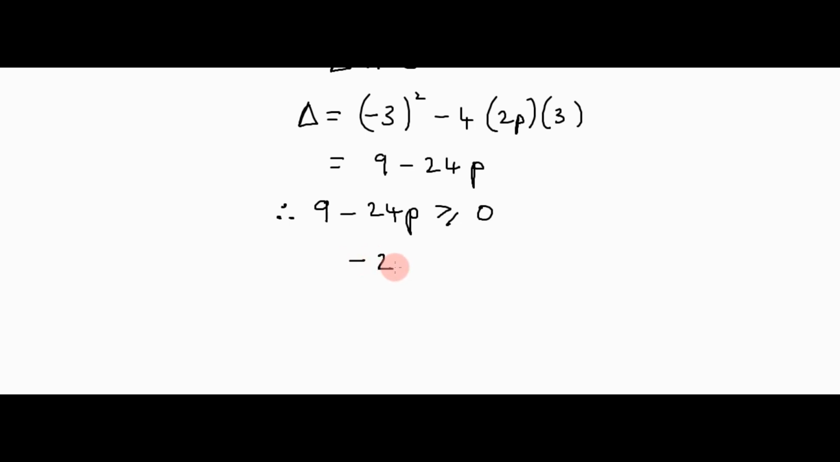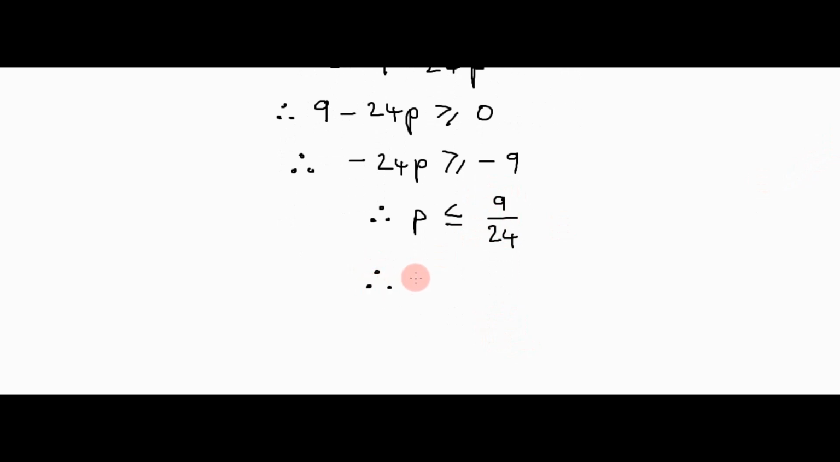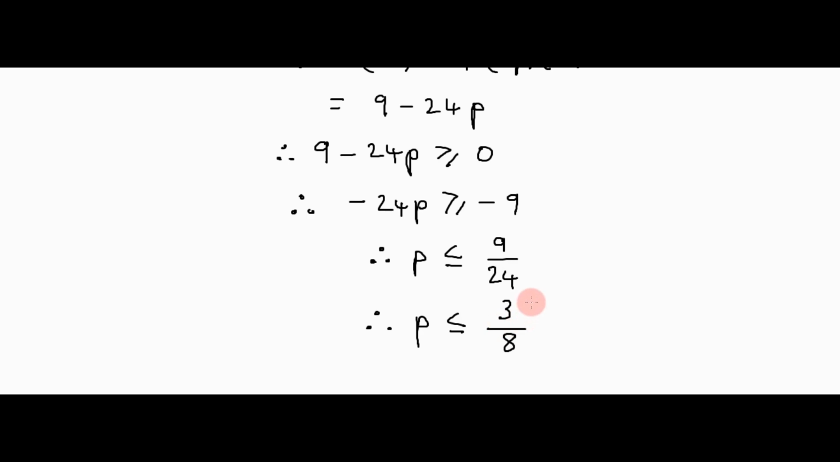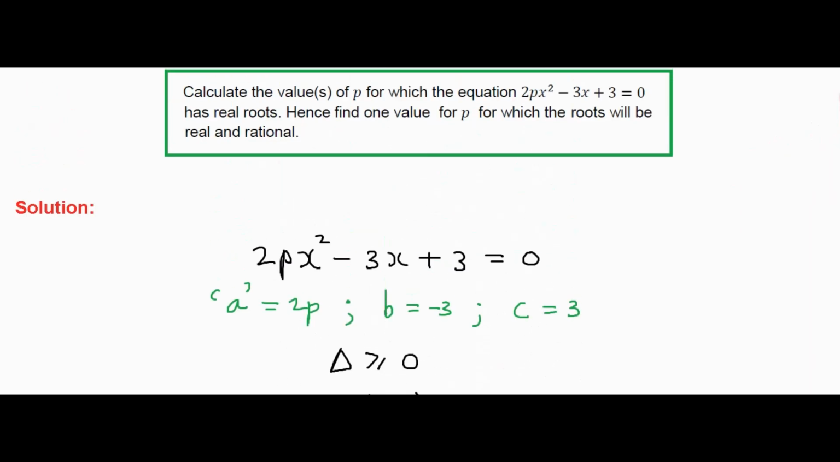We can solve for P. We can divide the negative 24 into the right-hand side. And of course, the inequality will switch around. So it will be P less than or equal to, then a minus divided by a minus is a plus. So it's positive 9 over 24. This we can simplify. 3 into 9 thrice, and into 24 8 times. So p is less than or equal to 3 over 8. So, in other words, for the roots to be real, p must be less than or equal to 3 over 8.